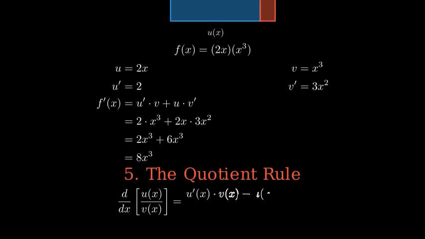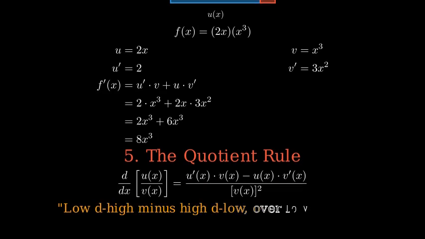The quotient rule states that if f of x equals u of x divided by v of x, then the derivative equals the derivative of u times v minus u times the derivative of v, all divided by v squared. This rule helps us find the derivative of one function divided by another. It can be remembered by the saying low d high minus high d low over low squared.